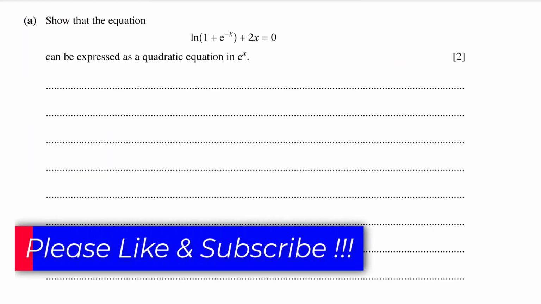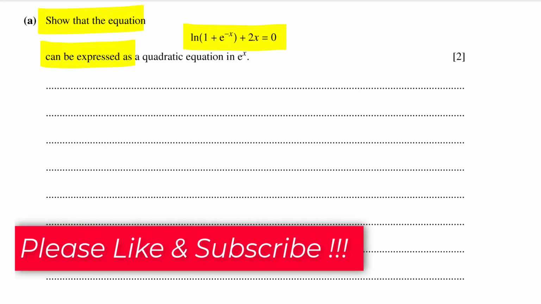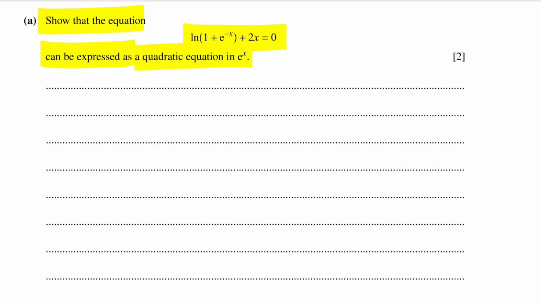Now here's the next question. Show that the equation can be expressed as a quadratic equation in e to the power x. Whenever we have ln already included in the question, we need to try making an equation with only one term on the left hand side and only one term on the right hand side, so that we can use some property.